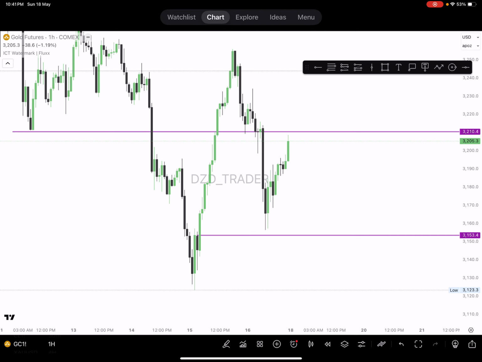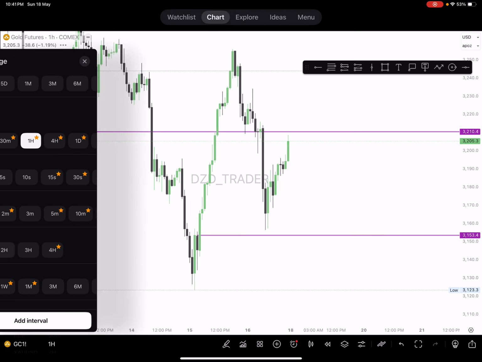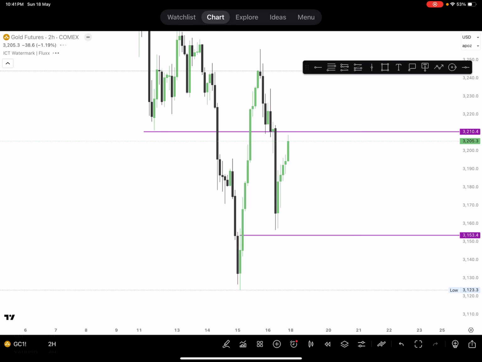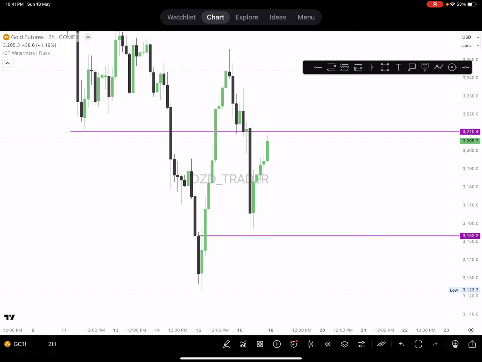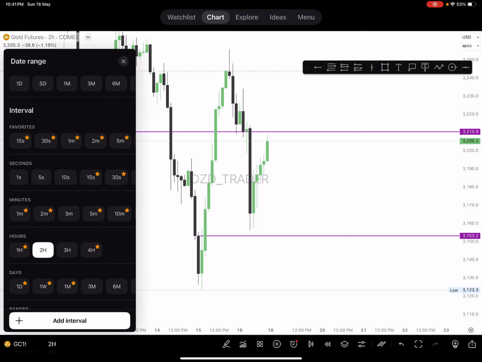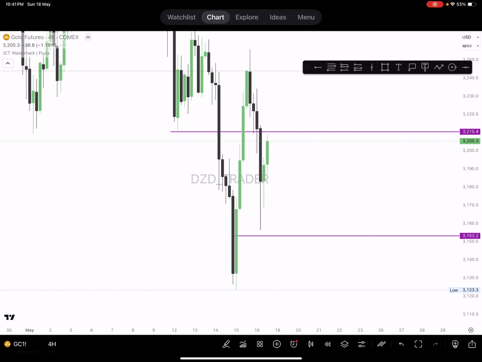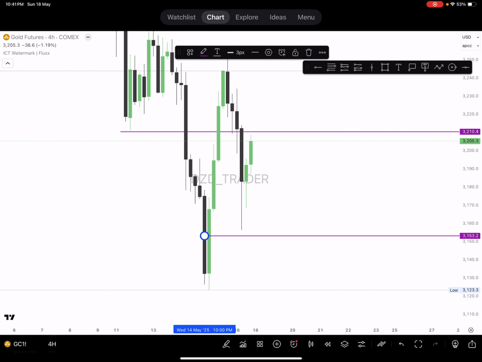If I go into 2 hours, I can see that order block being refined. Okay, the order block is down there, on a higher time frame. And then if I go to the 4 hours, I can see that this is the order block.